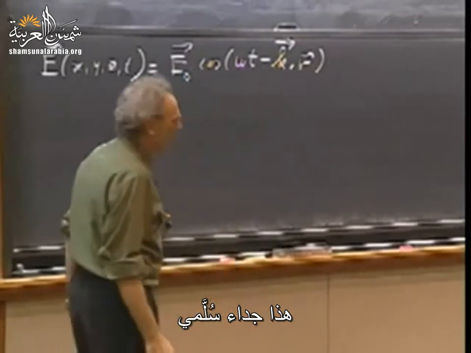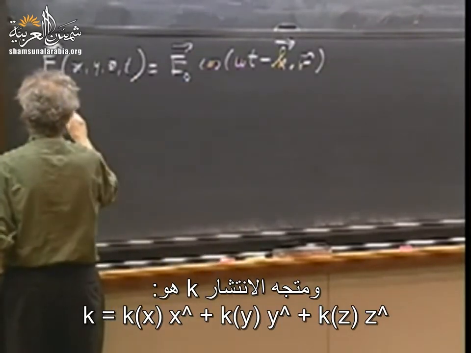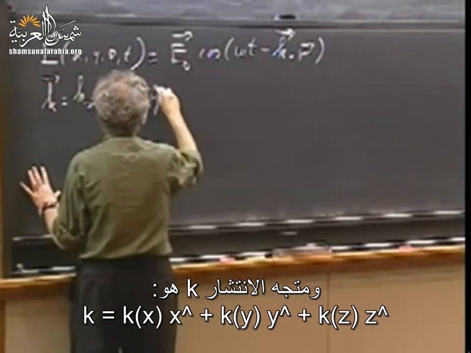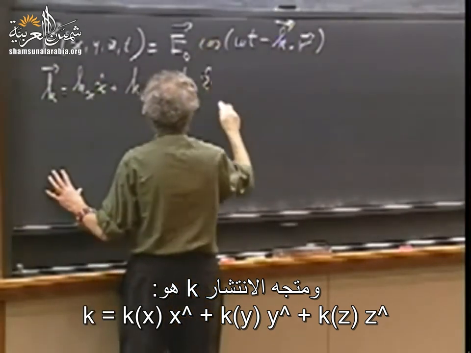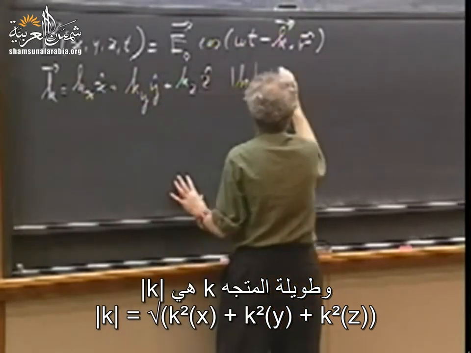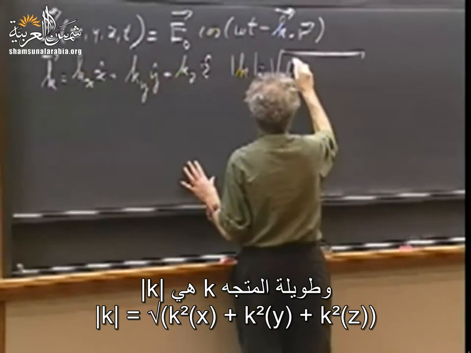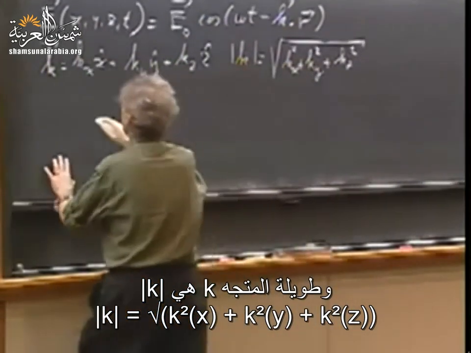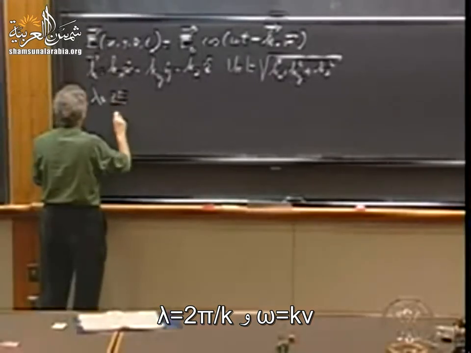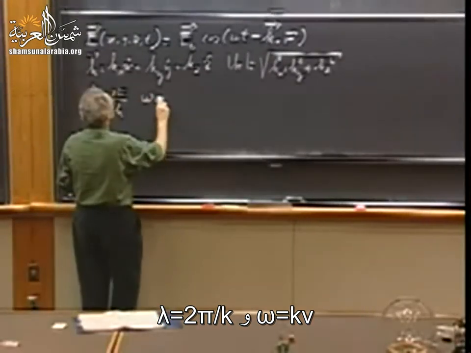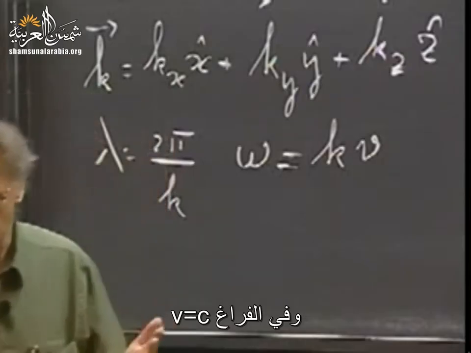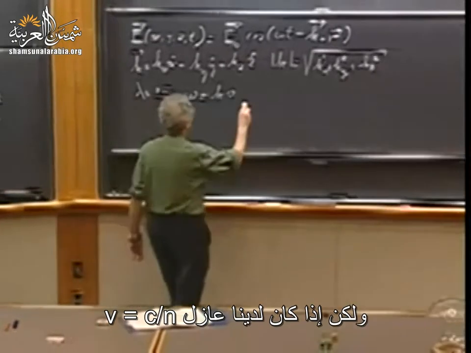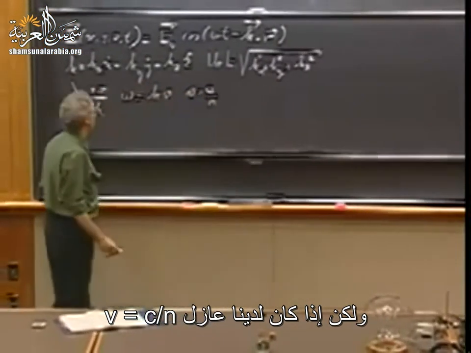This is a dot product. And the meaning of k is called the propagation vector, is kx x roof, plus ky y roof, plus kz z roof. The magnitude of k is the square root of kx squared plus ky squared plus kz squared. Lambda is 2 pi divided by that k, and omega equals k times v. And if it is in vacuum, then v is the same as c, of course. But v then is c divided by n, if you have a dielectric.